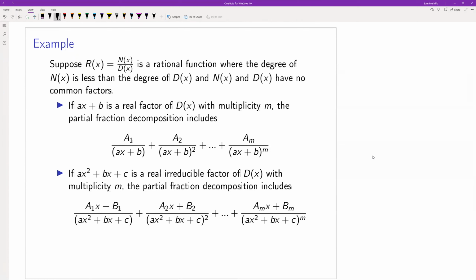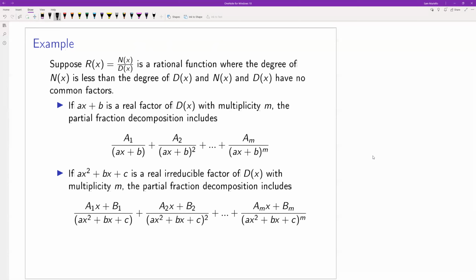Look at all of the rest of the factors. You will be able to create a new bunch of fractions that add up to the original by looking at the factors. Whatever the power is of each factor, that's how many fraction pieces we'll need to consider. If the factor is linear, just an x and maybe a constant, then the numerator will just be a constant. If, however, the denominator is a quadratic with an x squared and x and a constant, then the numerator will be linear with an x and a constant.